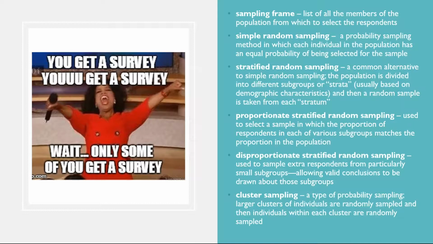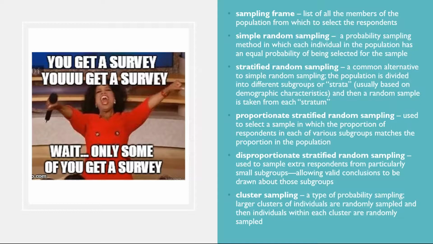Disproportionate stratified random sampling can also be used to sample extra respondents from particularly small subgroups, allowing valid conclusions to be drawn about those subgroups. For example, because Asian Americans make up a relatively small percentage of the American population, about 5.6%, a simple random sample of 1,000 American adults might include too few Asian Americans to draw any conclusions about them as distinct from any other group. If representation is important to the research question, however, then disproportionate stratified random sampling could be used to ensure that enough Asian American respondents are included in the sample to draw valid conclusions about Asian Americans as a whole.